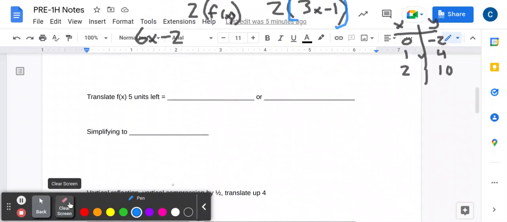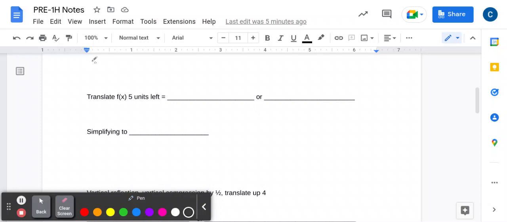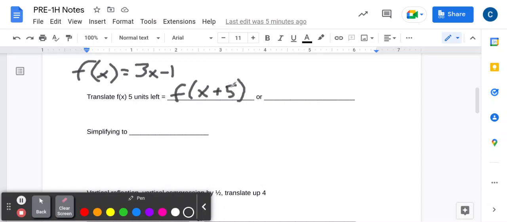All right, so let's look here. We have translate f of x 5 units left. f of x, again, we said is 3x minus 1. So 5 units to the left, if you recall, is going to be f of x plus 5, because inside the parentheses with the x, we add when we go left and subtract when we go right. It's the opposite. Go back to the 1C notes. So we reduce that down: f of x plus 5.